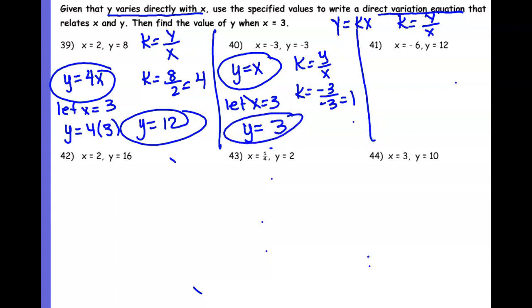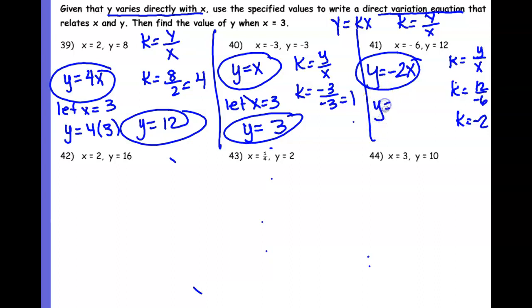Okay, 41, when you do this, your k is going to be equal to y divided by x, which is going to be 12 divided by negative 6. So your k is negative 2. So your y is going to be equal to negative 2x. Okay, so there's your direct variation equation. When you plug in x being equal to 3, you're going to end up with y is equal to negative 2 times 3, or negative 6.